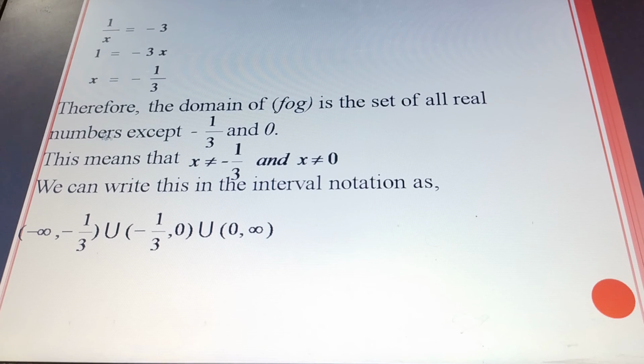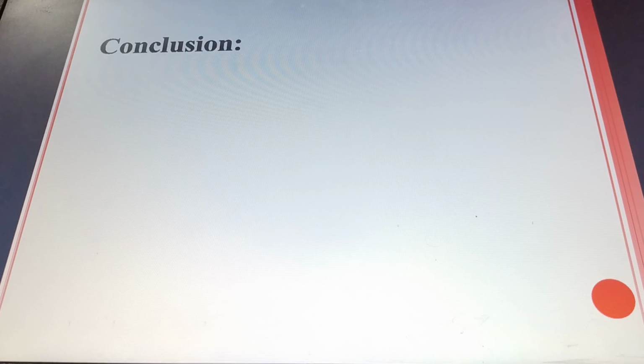Therefore the domain of the composite f composite g is the set of real numbers except minus 1 upon 3 and 0. This means that x is not equal to minus 1 upon 3 and x is not equal to 0. We can write this in interval notation as minus infinity to minus 1 upon 3, union minus 1 upon 3 to 0, union 0 to infinity. This is the domain of the composite function.